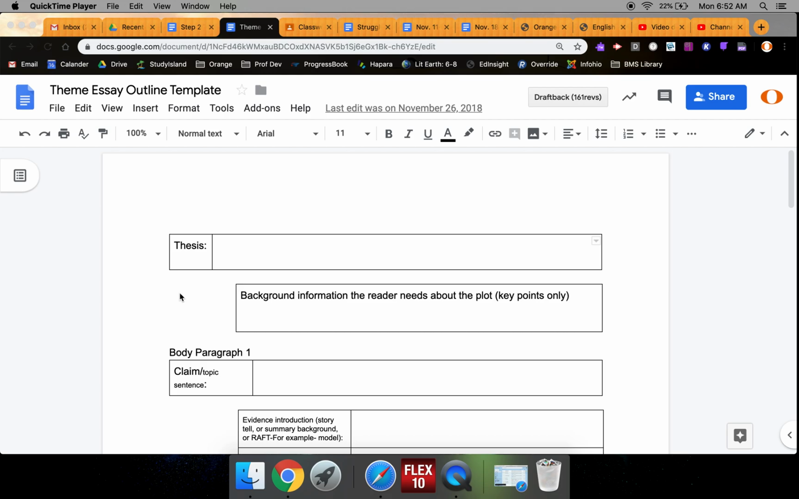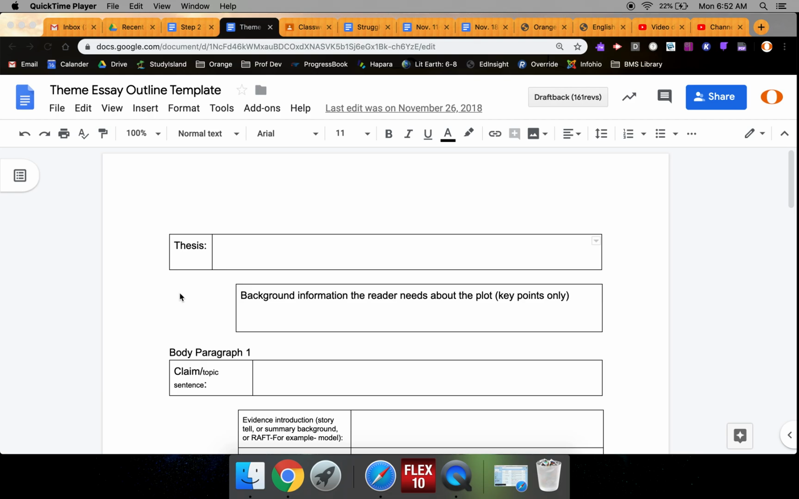So far, things are going great. You have your working thesis, which again, we're probably going to make a lot better as time goes on and it comes together for us. But now we are ready to plan our paper, and we're going to do an outline.